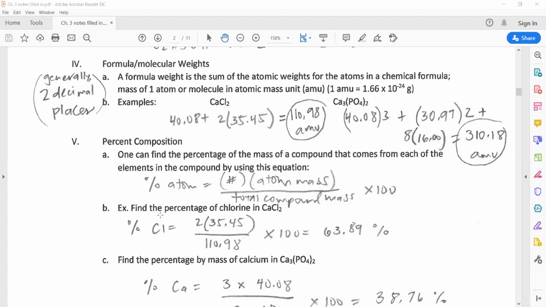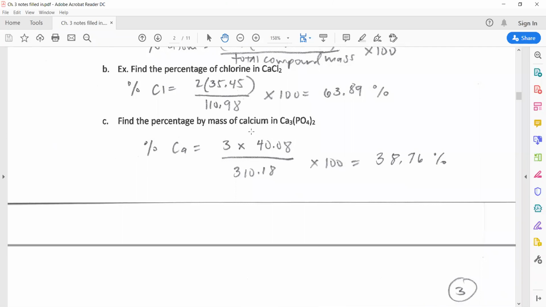For example, if we're looking for the percentage of chlorine in CaCl2, there's 2 chlorines in the formula, so we say 2 times 35.45 over the total mass, which up here we had already seen that calcium chloride had a total mass of 110.98, times 100, and we see that chlorine makes up 63.89% of that compound's mass. Here, if we're looking for percent by mass of calcium in calcium phosphate, we do 3 times 40.08 because there's 3 calciums. We already calculated up above that this full compound had a mass of 310.18, times 100, and we get 38.76%.